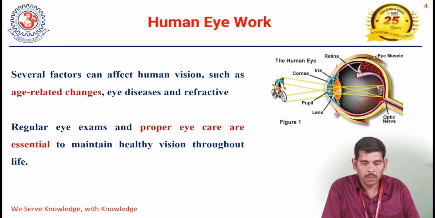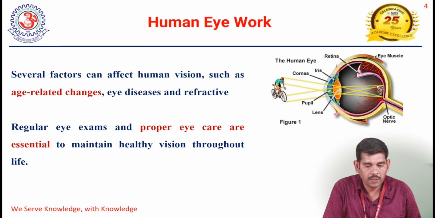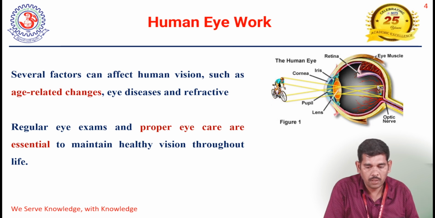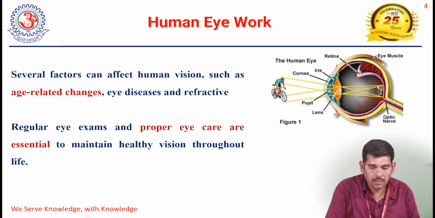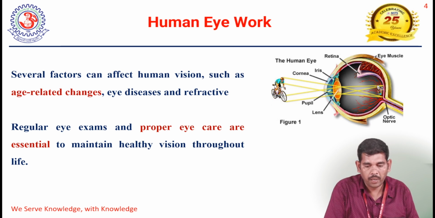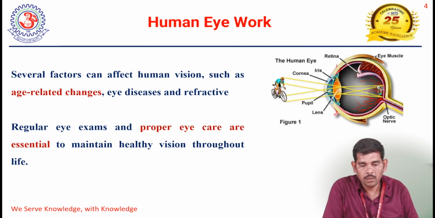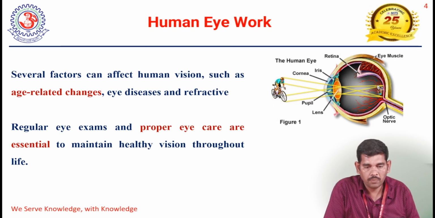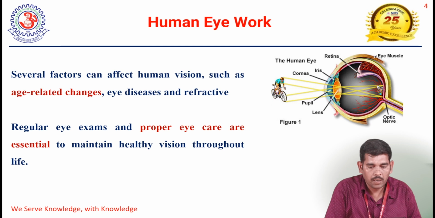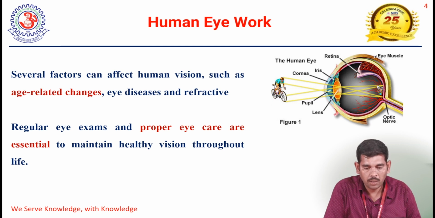The next one is how human eyes work. Several factors can affect human vision, such as age-related changes, eye disease, and refractive errors. Regular eye examination and proper eye care are essential. Sometimes eye vision decreases because of age-related changes or some diseases. So you should have a regular eye examination with a proper eye doctor.